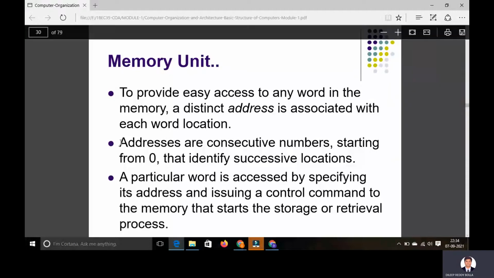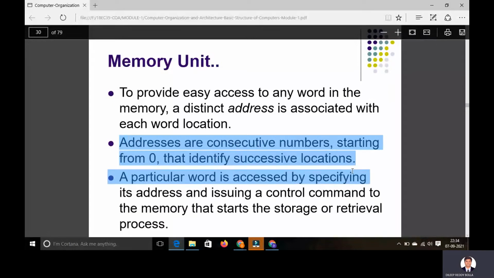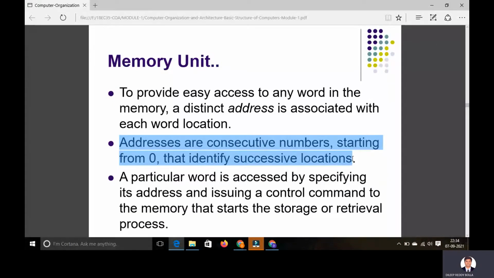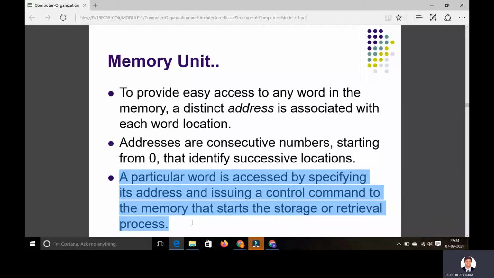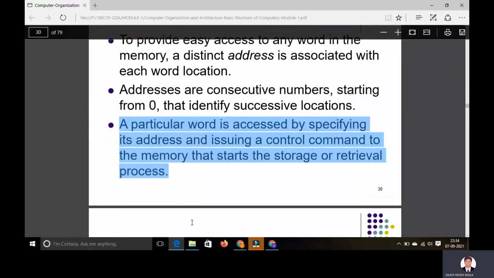And if you look at this memory unit, the addresses are consecutive numbers starting from 0. Let us say we have a block of data. In that block of data, the locations are numbered starting from 0 and going on to successive locations, which means from 0 it will go up to 1, 2, 3, 4, up to n. A word is accessed by specifying its address and issuing a control command to the memory that starts the storage or retrieval process. So this is how the memory unit functions in an effective manner.